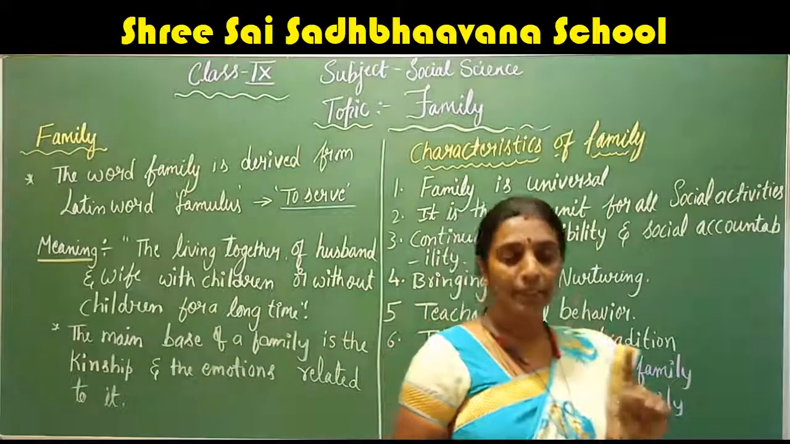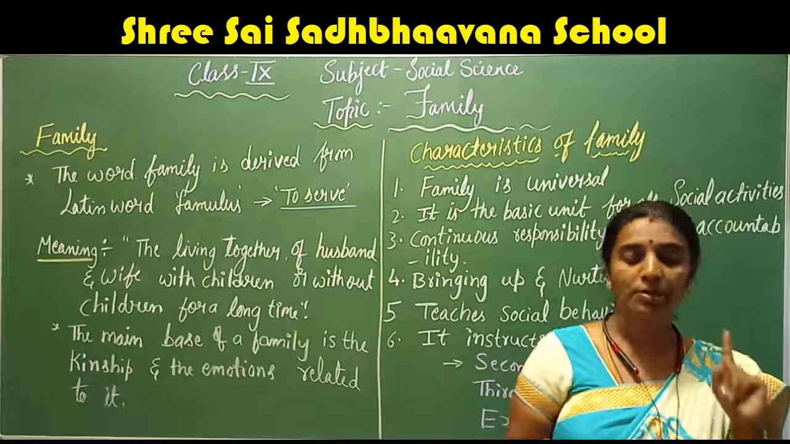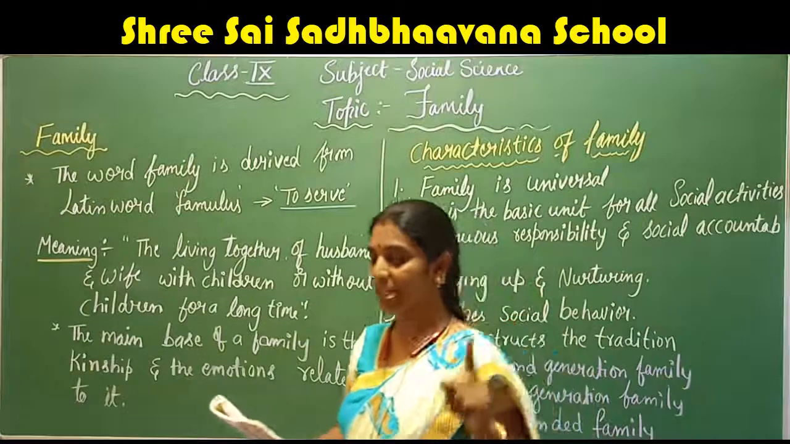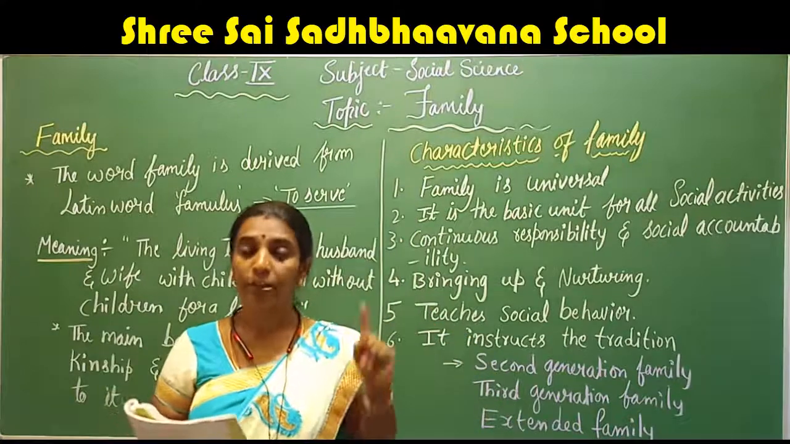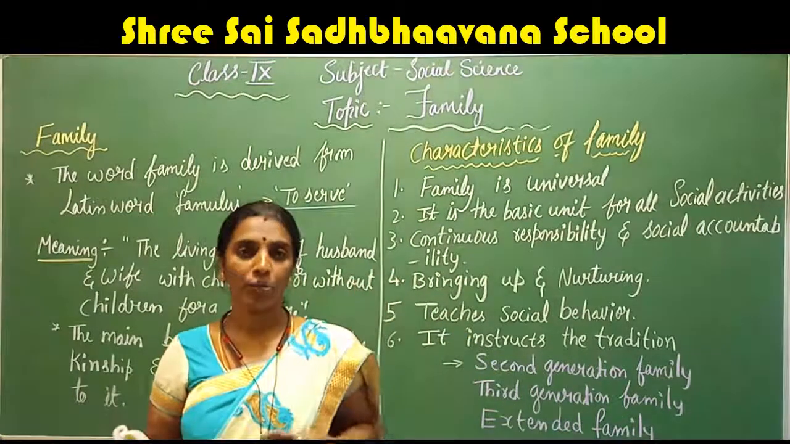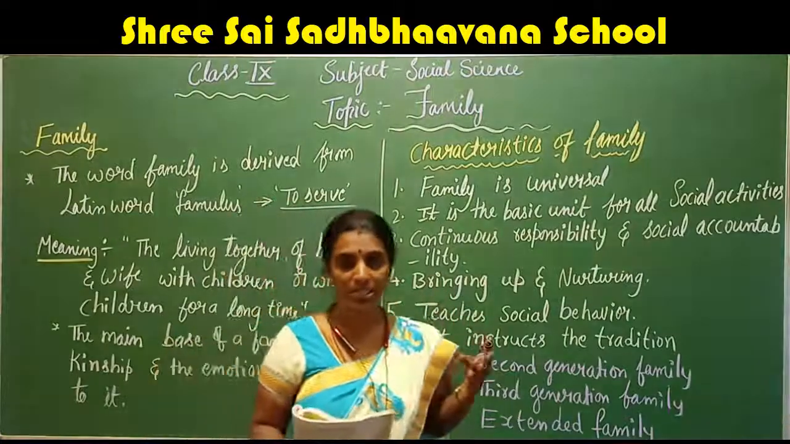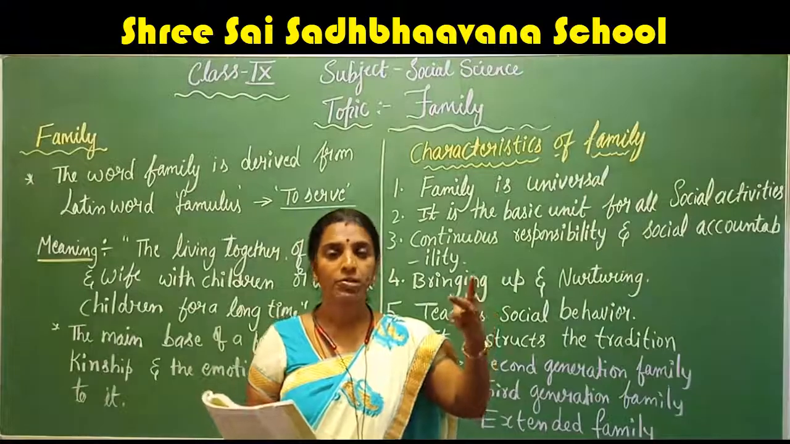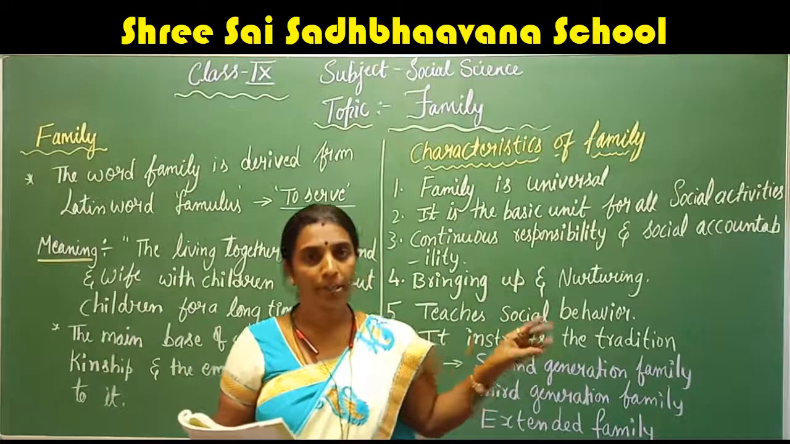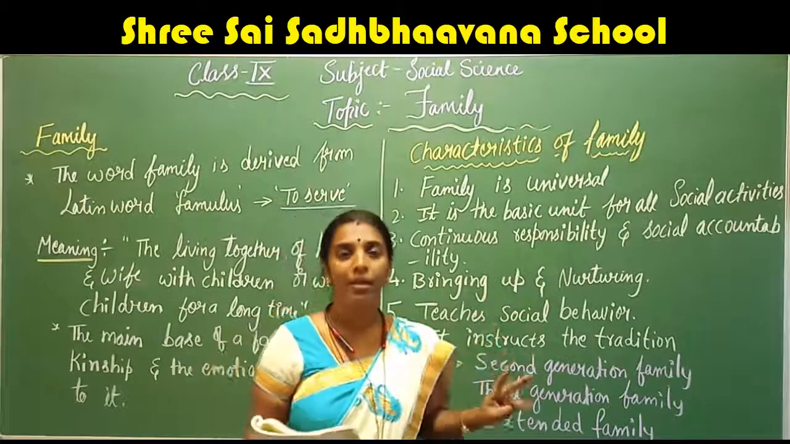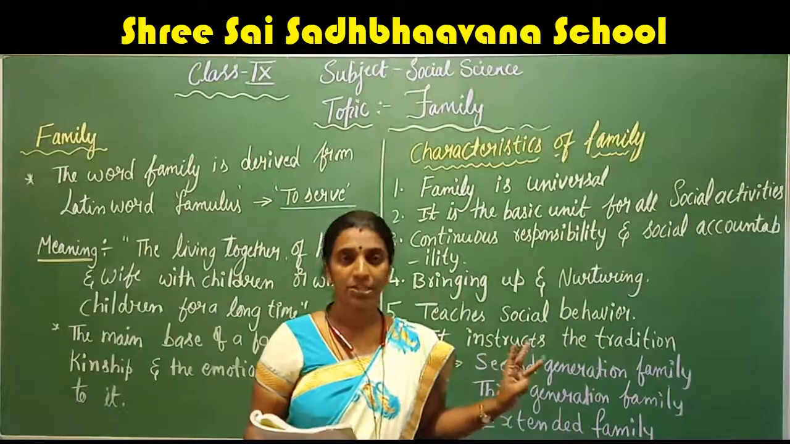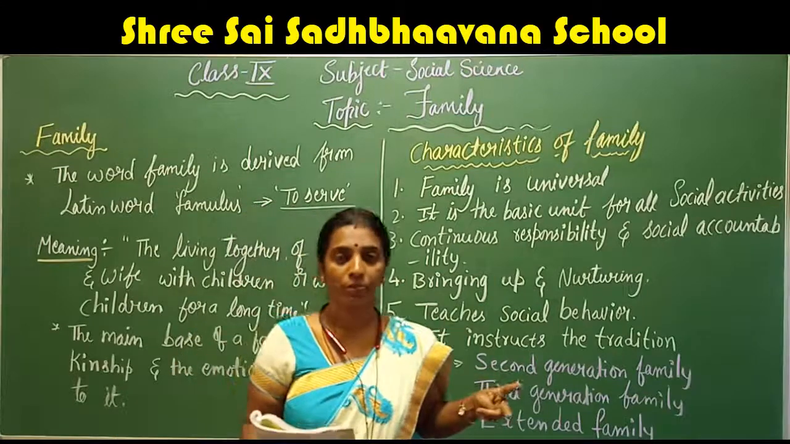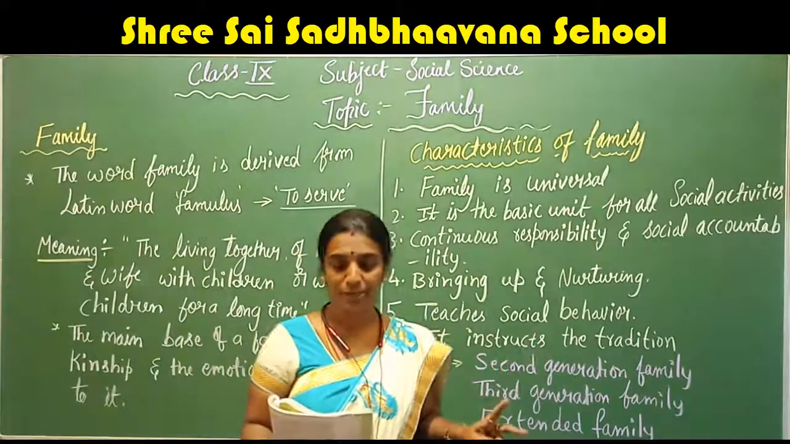Children, a family of mother, father, and children is called a second generation family. The family that includes grandparents, parents, and children is called a third generation family, meaning three generations. Where grandparents, father, mother, and children are all included, that is a third generation family. But where only parents and children are there, that is a second generation family.